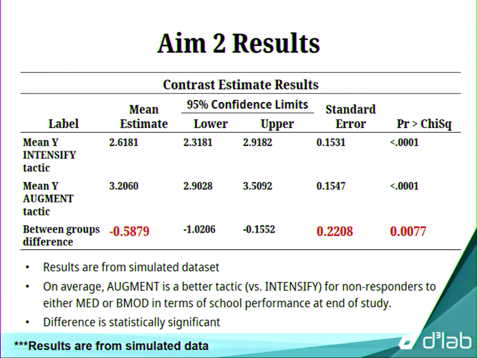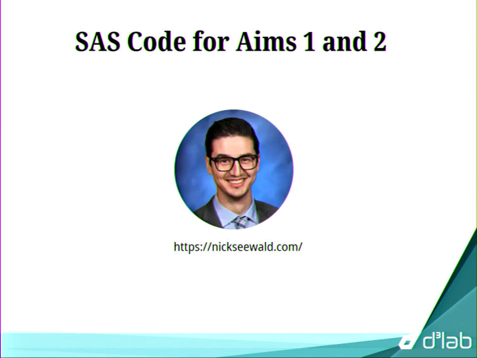Yeah. So, if this was not fake data, what you can conclude is that it is better to provide non-responders with the Augment tactic rather than the Intensify. And the difference is significantly different from 0. That's what you would conclude. And more specifically, you would conclude that on average, Augment is a better tactic for non-responders to either medication or BMOD in terms of school performance at the end of the school year. This is how you frame the results. Does that make sense? All right. Questions? Isn't this lovely?